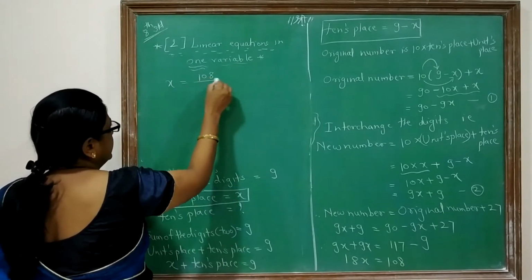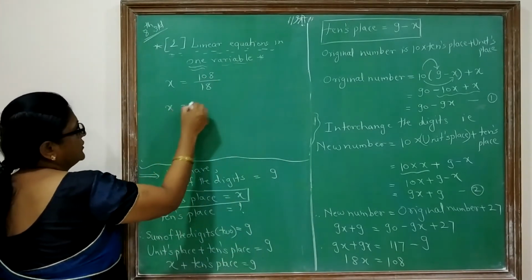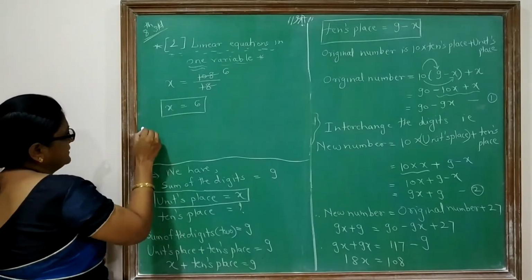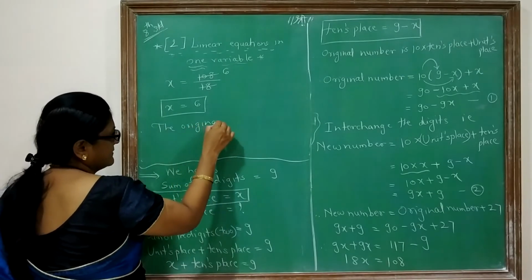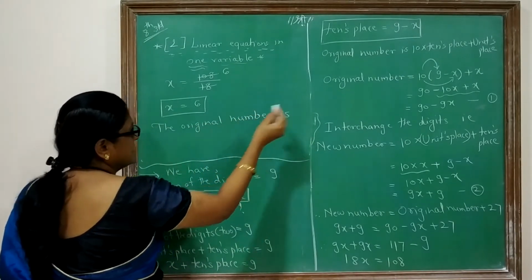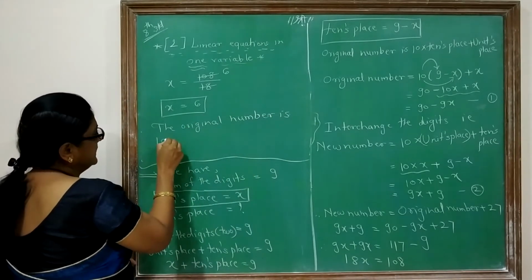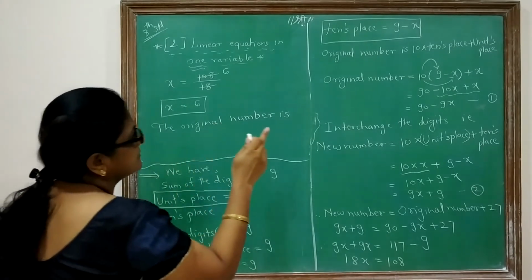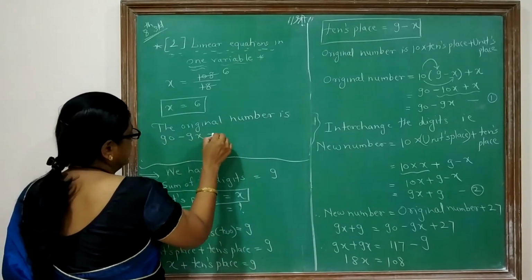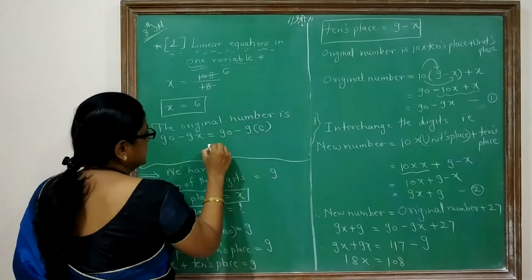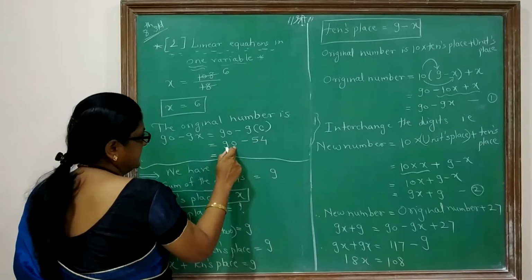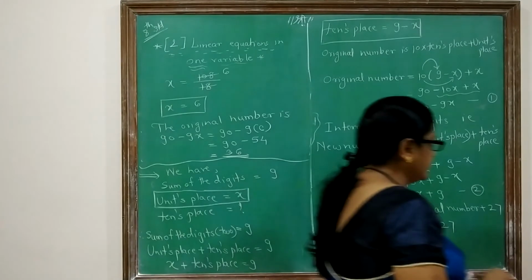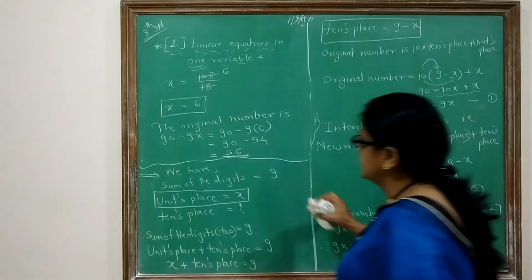Equal to 108 divided by 18. Then x equal to, 18 sixes are 108. Then x equal to what? 6. Then what is the two digit number? Then the original number is 10 into 9 minus x, means 90 minus 9x, that is 90 minus 9 into 6. Then 90 minus 54 is 36. And this is your answer.